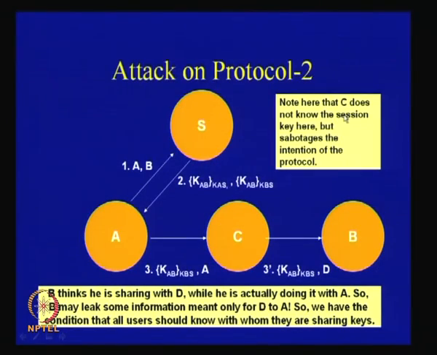to the user A. So, you see that this is an example where C, the adversary, does not necessarily know the session key at the end, but it has definitely sabotaged the intention of the protocol. The protocol was meant to establish a key between A and B, and it was also meant to make sure that A knows that it is communicating with B and B knows that it is communicating with A. So, this is a vulnerability of this protocol.